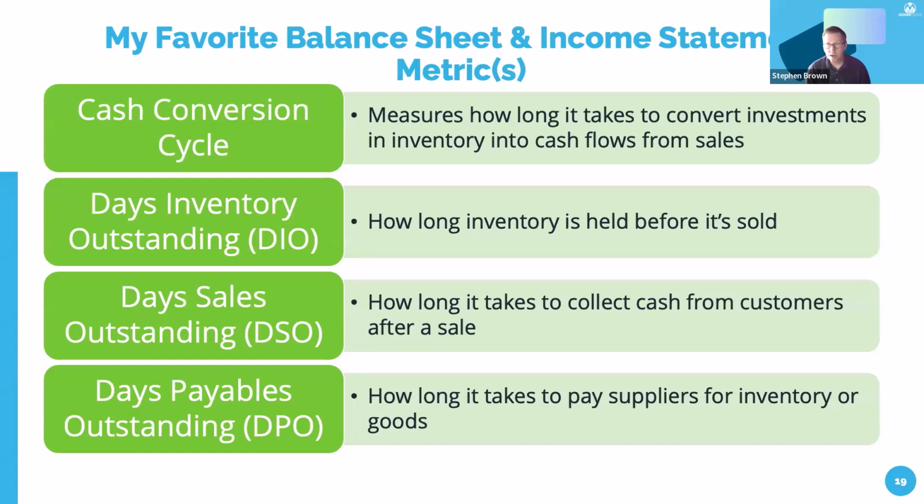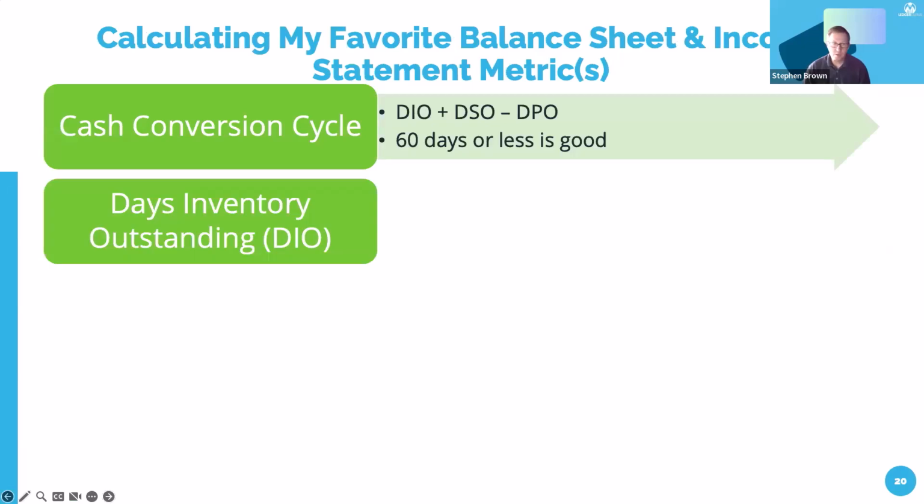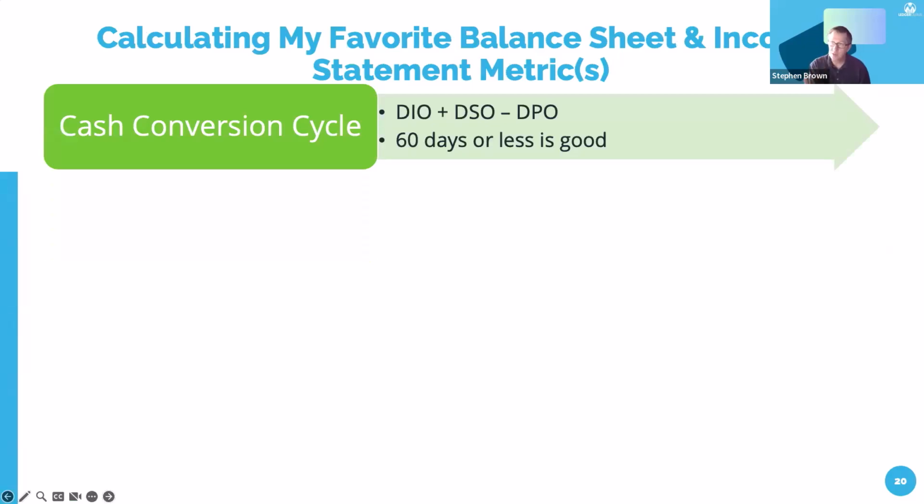For most consumer products businesses, the bulk of this measurement, and this is measured in days, is this first one, days inventory outstanding. So let me show you how they're calculated. The cash conversion cycle is days inventory outstanding plus days sales outstanding minus days payable outstanding. 60 days or less is considered good. I rarely see 60 days or less in small e-commerce consumer product businesses.